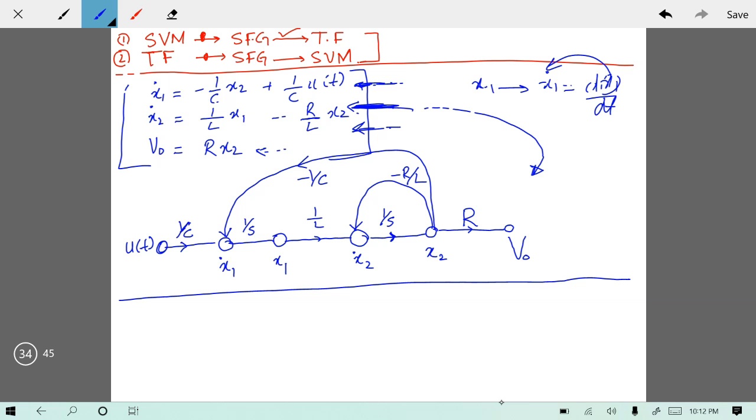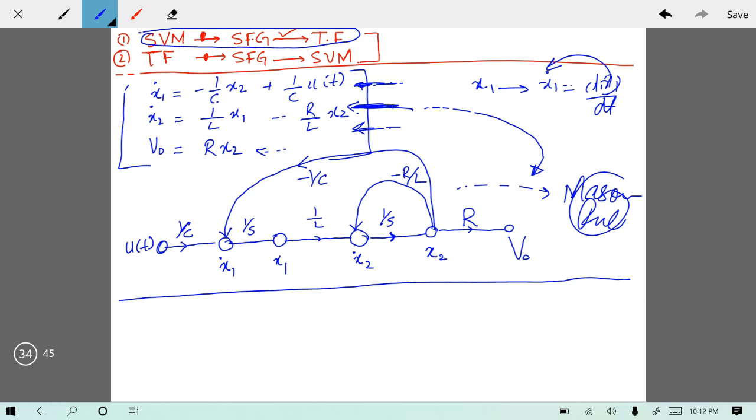Now if I want to find the transfer function from signal flow graph, I will use Mason's rule. So this loop has been completed. I can move from state variable model to signal flow graph to transfer function using this technique. So now I will try to write or draw a signal flow graph from transfer function. Let's discuss this bit now.